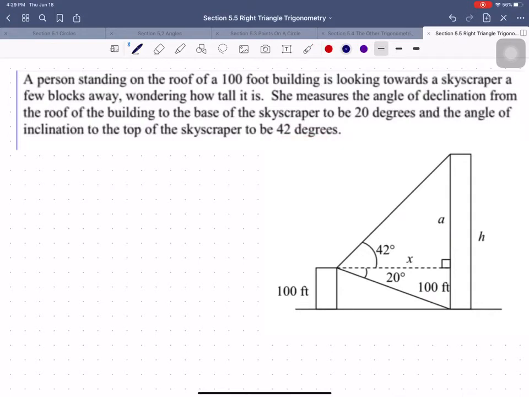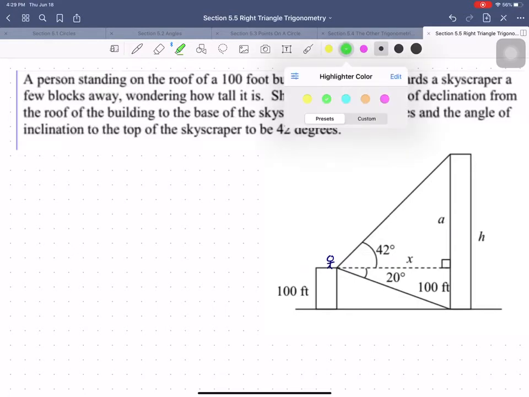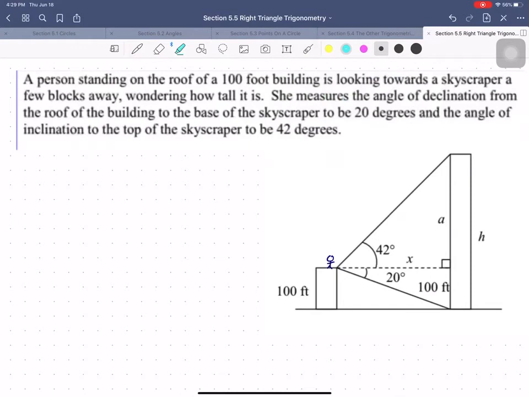Our person is standing here on this building, and it's a little bit more tricky because what don't we know? We don't know how far away that skyscraper is. But I've got two angles, and that means I've got two separate right triangles. So I'm going to outline one of them in green. What are my other choices? Blue.